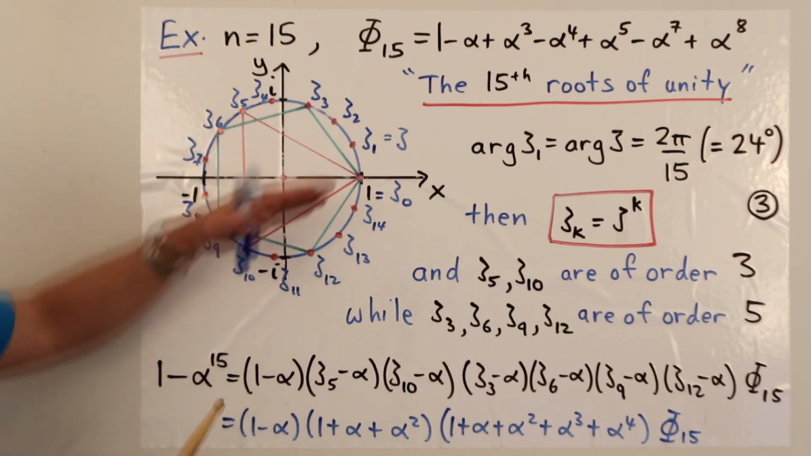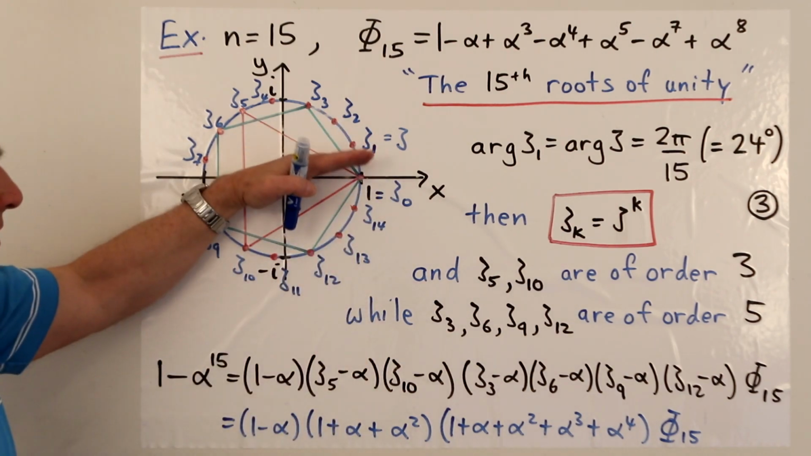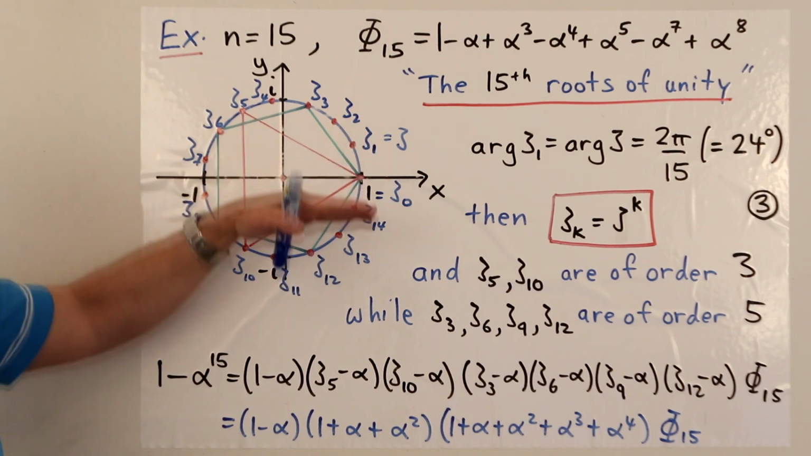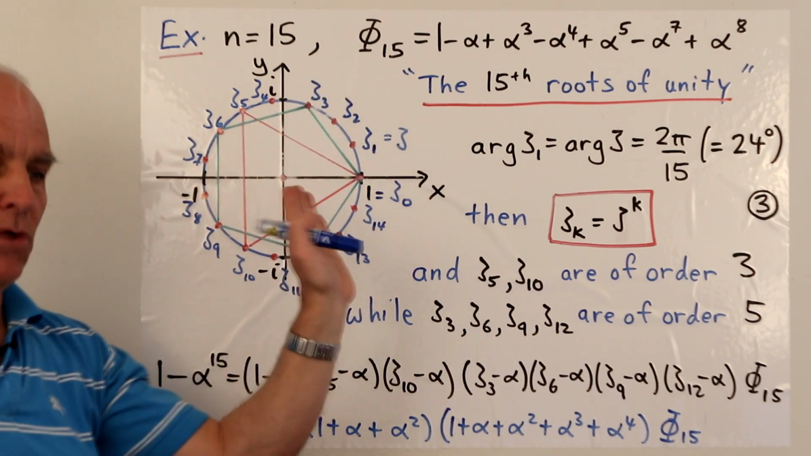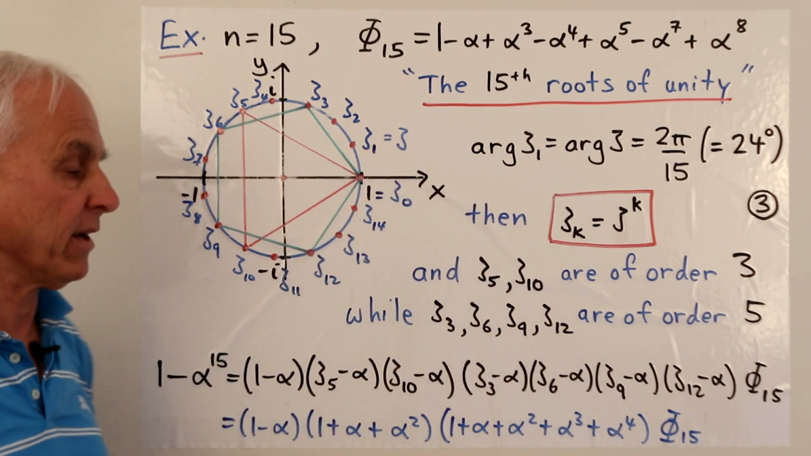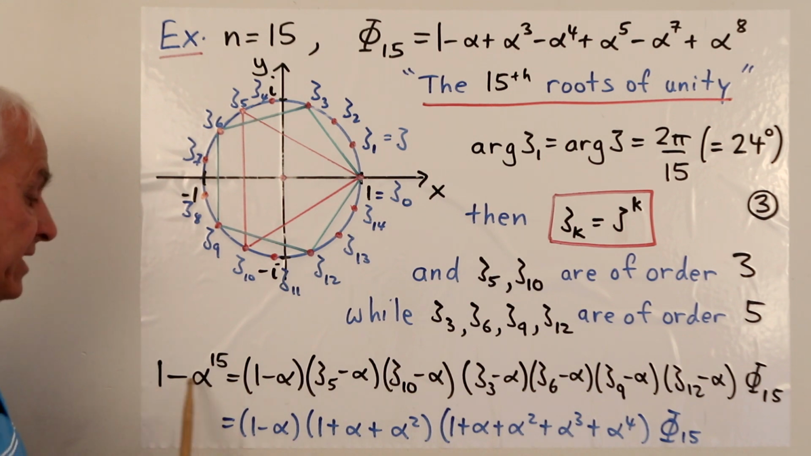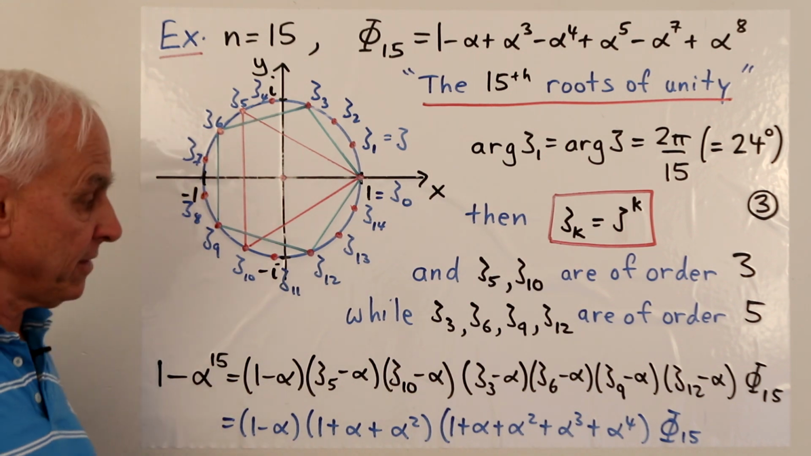Let me remind you that when you raise a power on the unit circle, the sector that you're subtending always augments by an equal amount. So in terms of angles, the angle is doubling and then tripling and then quadrupling and so on. Okay, so let's have a look at 1 minus alpha to the 15. We're trying to factor that.